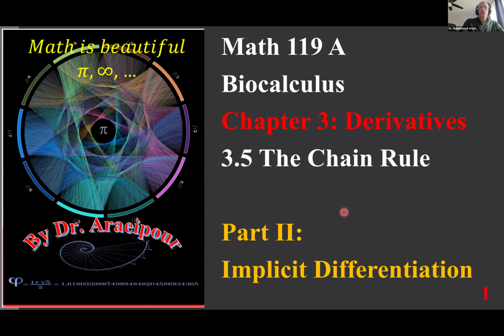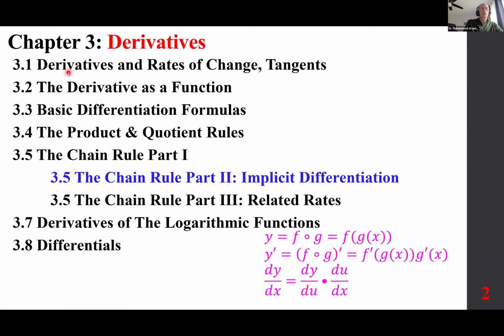Good morning, class. We are looking at chapter 3, derivatives. Here, section 3.5, the chain rule, second part, implicit differentiation. Derivatives and rates of change. The derivative as a function, basic differentiation formulas, the product and quotient rules, the chain rule, and now the second part of it, implicit differentiation.